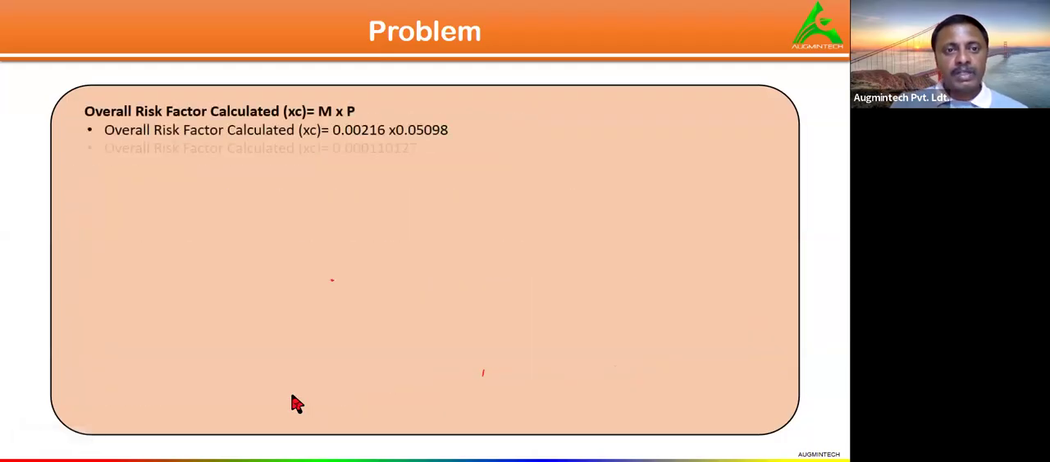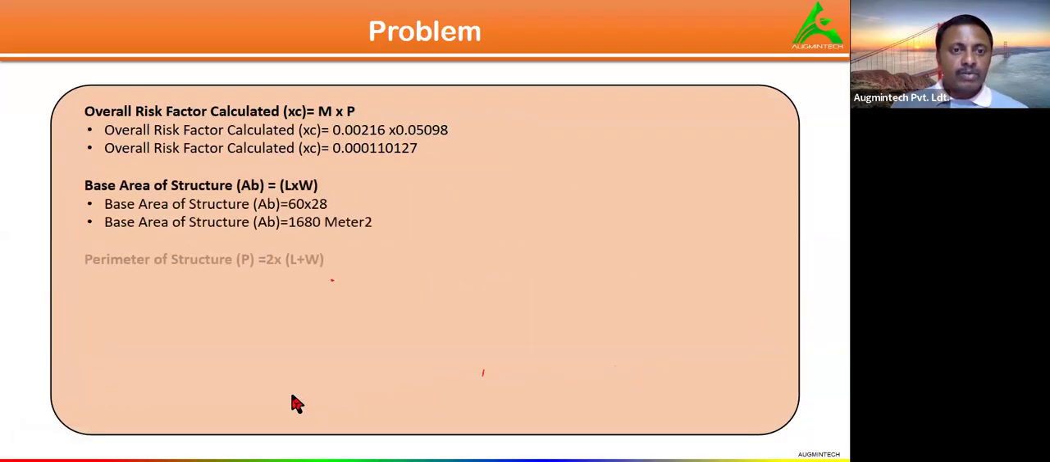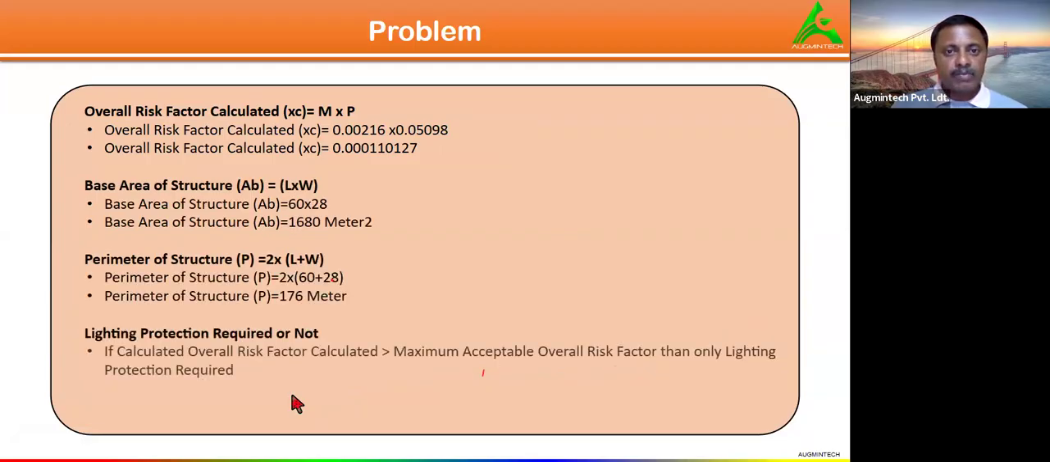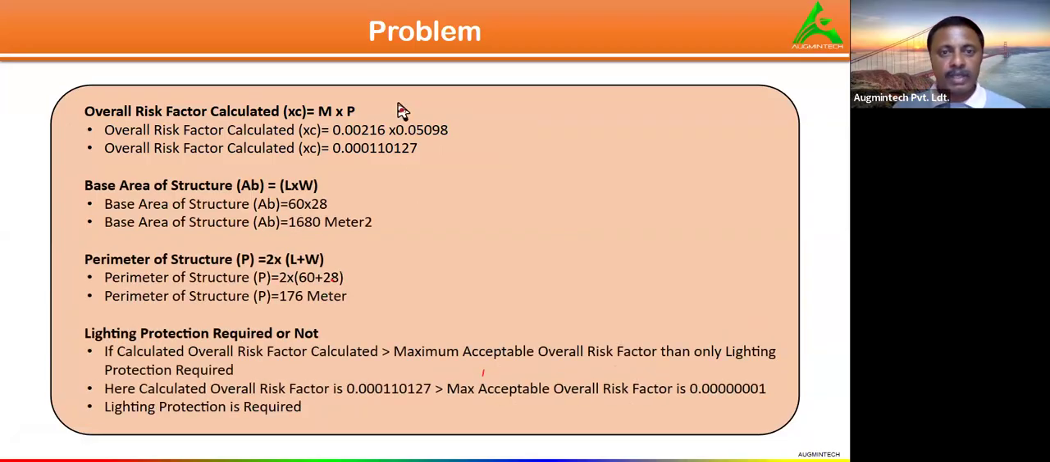And now what we have to check is the overall risk factor. So what is this overall risk factor? It's nothing but whatever the total multiplying factor we got, 0.00216, and that should be multiplied with the previous one, the collection area multiplied with the lightning flash density. So 0.00216 should be multiplied with 0.05098. So I would be getting 0.000110127.